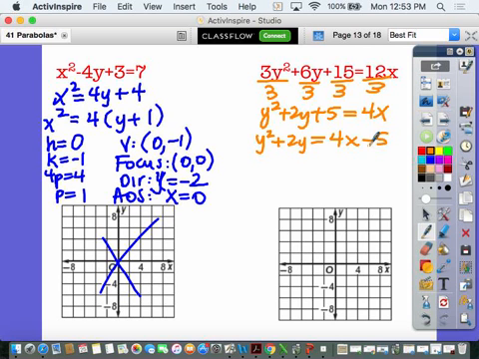And now what do I do? Complete the square. y squared plus 2y plus 1, because you take half of b and square it, and you have to make sure that what you do to one side, you do to the other. So what does that turn into?